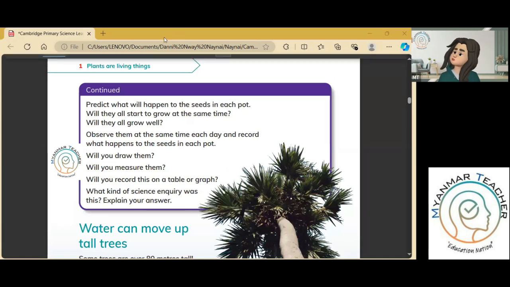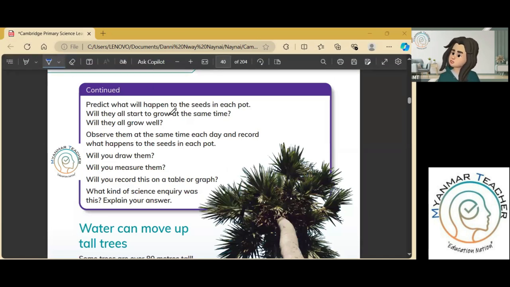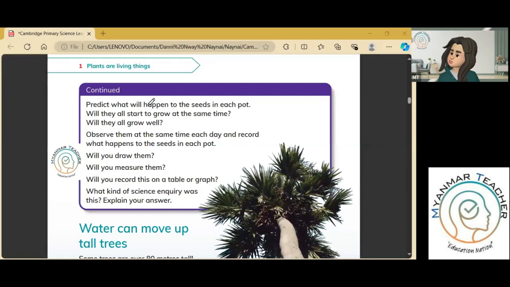Predict what will happen to the seeds in each pot. Will they start growing at the same time? Will they grow well? Observe them at the same time each day and record what happens to the seeds in a pot. Will you draw them? Will you measure them? Will you record this on a table or graph?